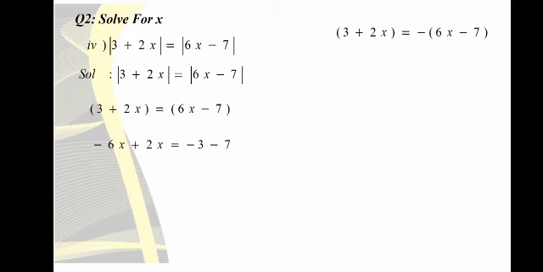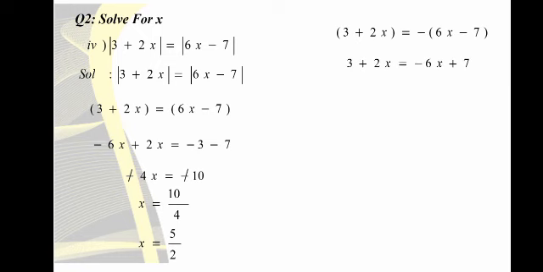So here 6x is a positive number, it will move to the other side. Minus 6x plus 2x is equal to minus 3 minus 7. Minus 6x plus 2x is equal to minus 4x, and minus 3 minus 7 is equal to minus 10. Minus will be cancelled with minus. The equation will become x is equal to 10 by 4. 2 times 2 is 4 and 2 times 5 is 10. So x is equal to 5 by 2.